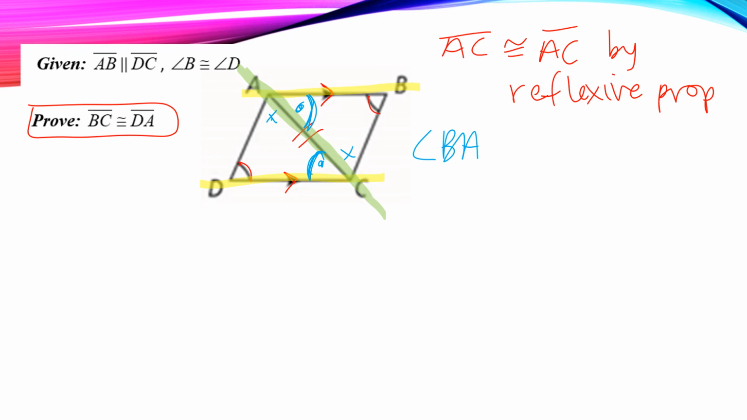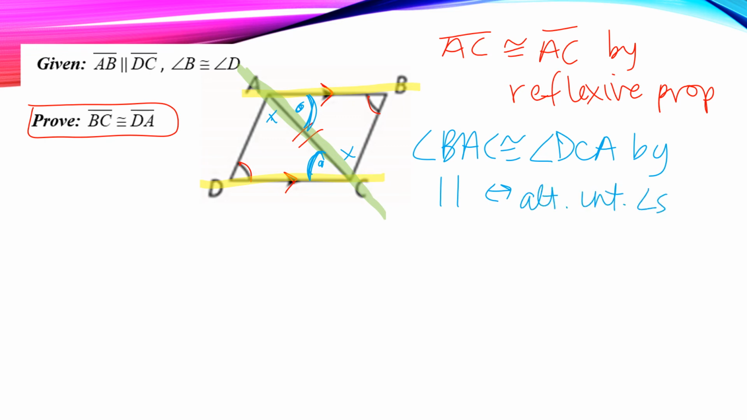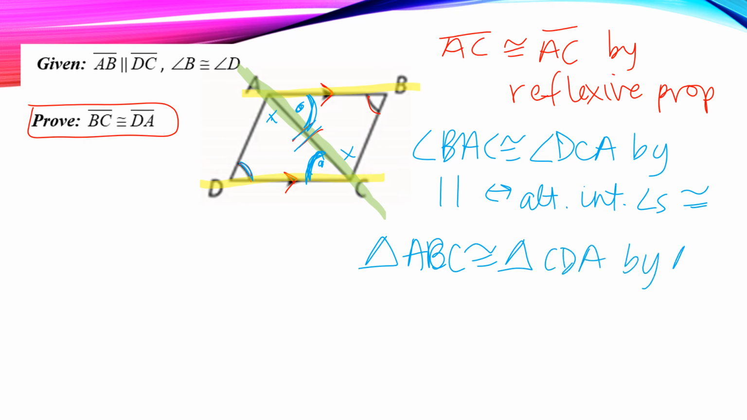So angle BAC is congruent to angle DCA by the theorem. And again, you might need to get out your chapter 3 bank of reasons. Parallel lines means alternate interior angles are congruent. You have to have a reasoning behind these things, guys. So now we have this angle, and a side. So angle, side. So we can say that triangle ABC is congruent to triangle CDA by angle, side.